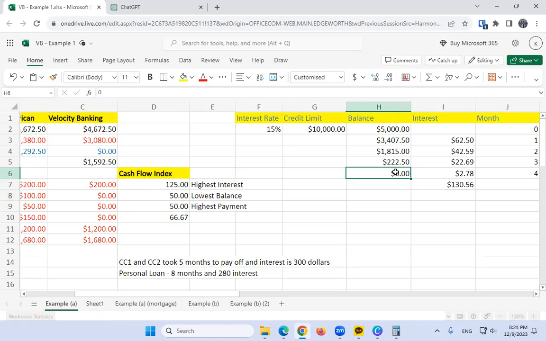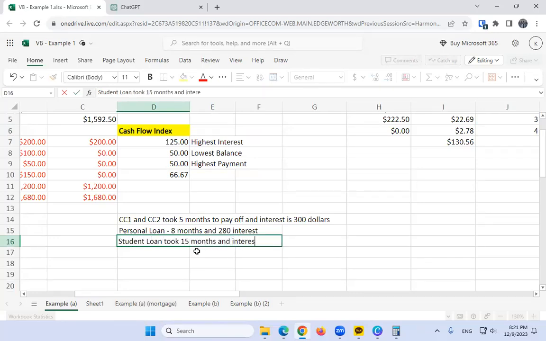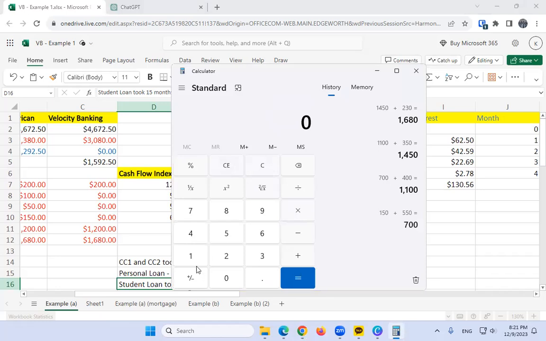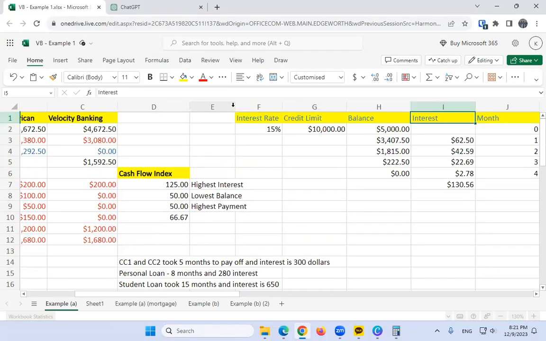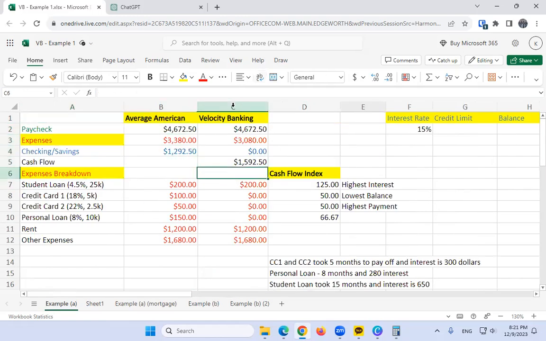So let me just think about this. 3 times 5 is 15 months, right? So 15 months. So let me just see, student loan, 15 months, and interest, that'll be 130 times 5. So let's just do that. 130 times 5, 650. Okay. All right. So now let's go ahead and put this to 0.